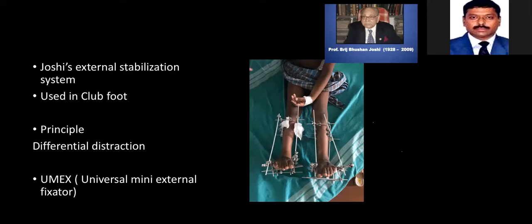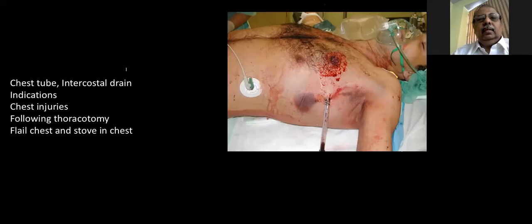Nowadays, instead of just that, we are using UMEX, that is universal mini external fixation system, which has got knurled rods. Now coming to chest tube, there may be patients with a chest tube in the ward, so you may be asked a few questions regarding this. What are the indications? Chest injuries following thoracotomy, flail chest, and Stowin test.